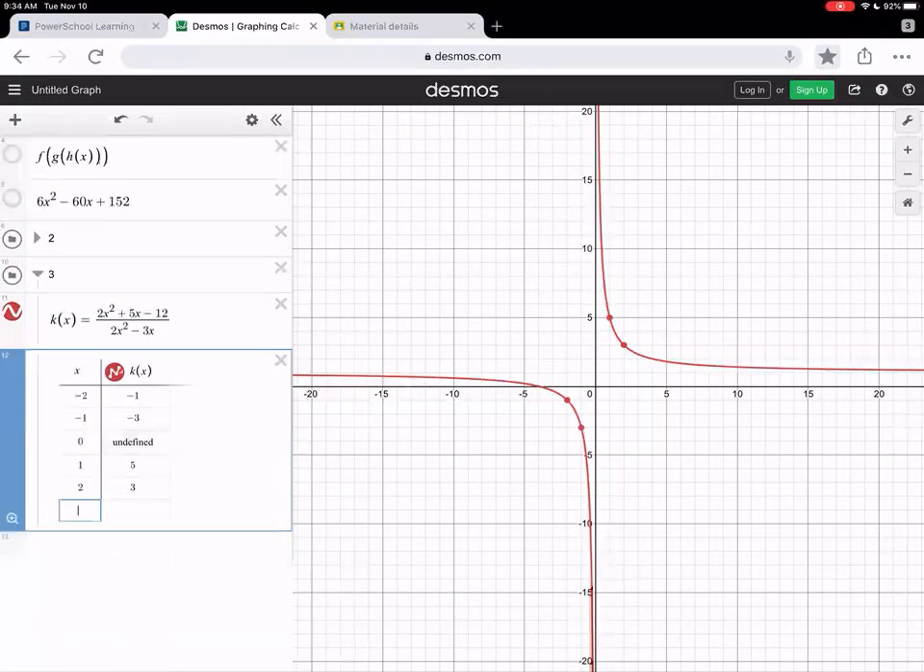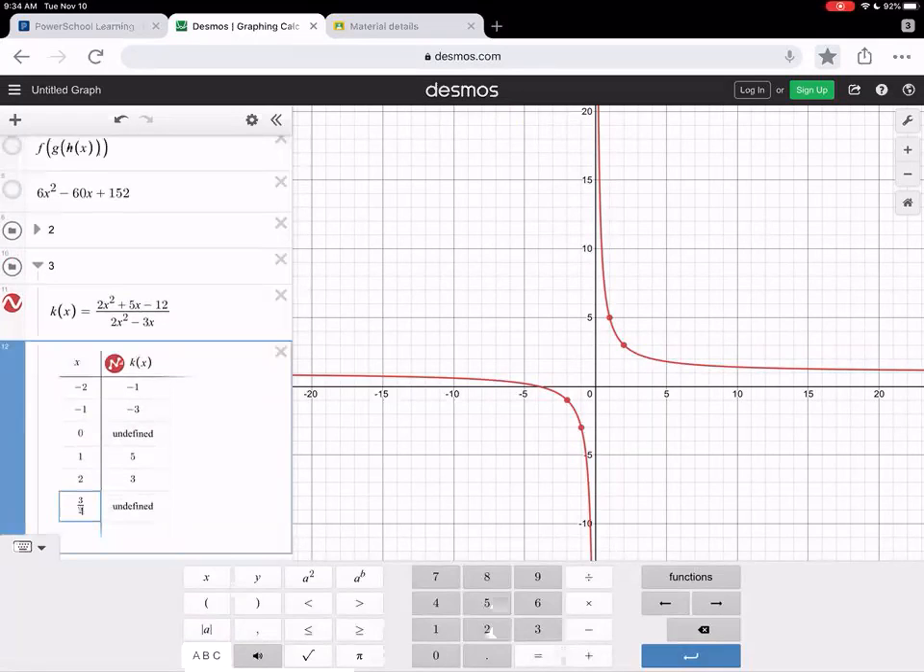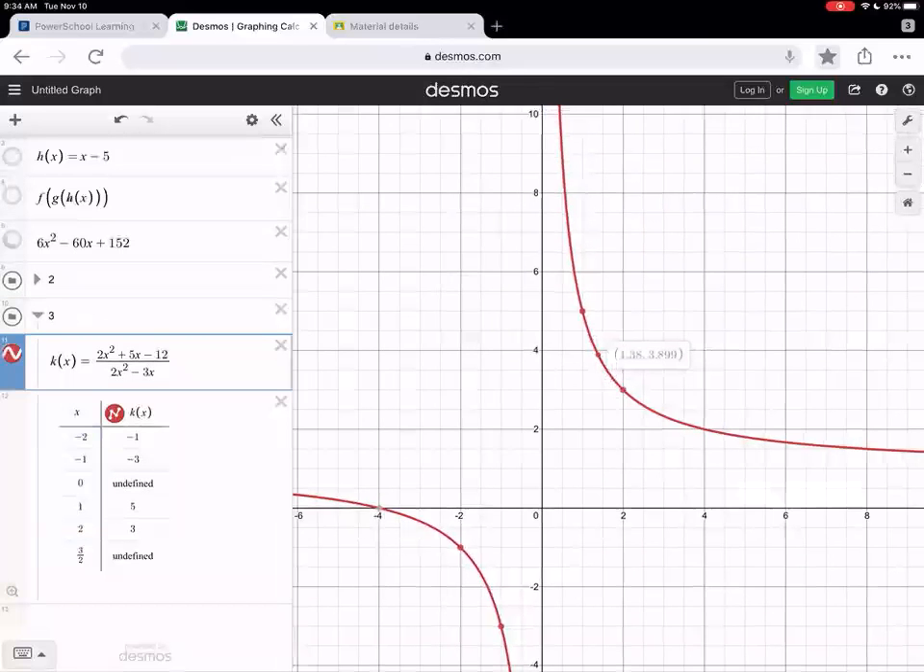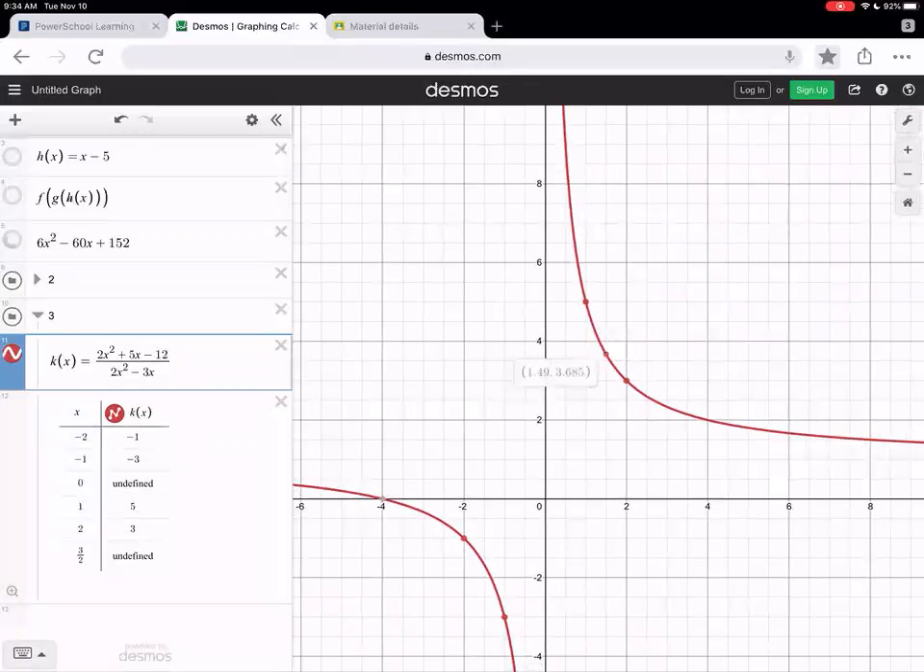But we had a second value, and that was 3 halves. If I put in 3 halves, it says undefined. Since I can't see a break at 3 halves, that's 1.5, it must be a removable discontinuity. You see how that's an open circle? That's a removable discontinuity, also called a hole. We found that one algebraically, and you could see it on the table, but you don't see it on the graph. That's what makes it a hole. So those would be the 2 answers, where the domain breaks.